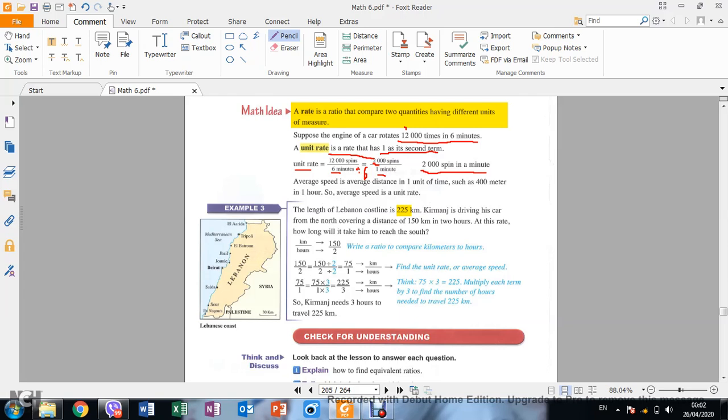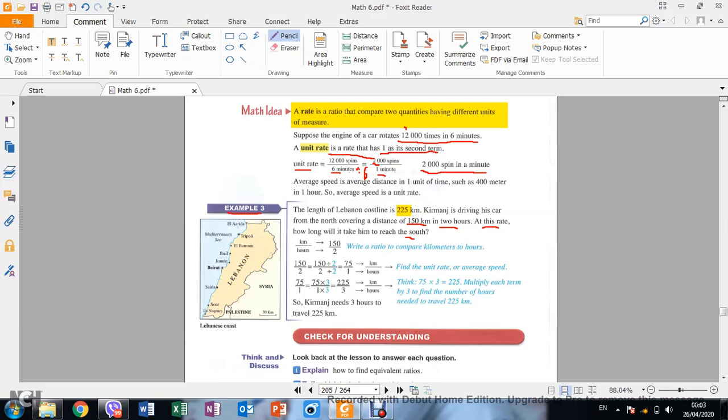Example 3, we have this example. The length of the Lebanon coastline is 225 kilometers. Kermit is driving his car from the north, covering a distance of 150 kilometers in 2 hours. At this rate, how long will it take him to reach the house? It means how many hours it takes to reach the house. It asks for time, and it tells us 2 hours.